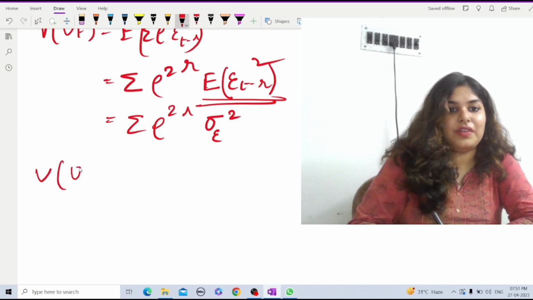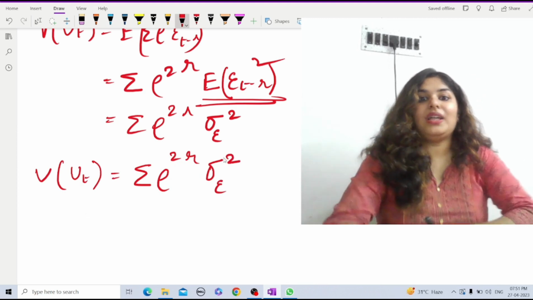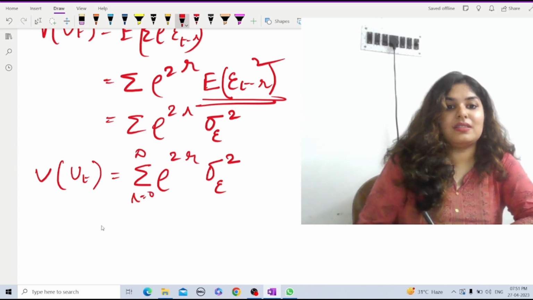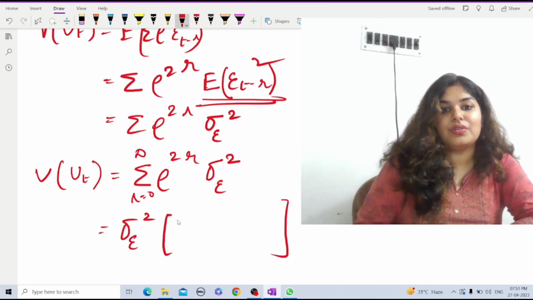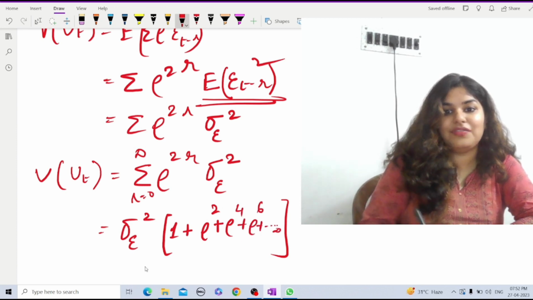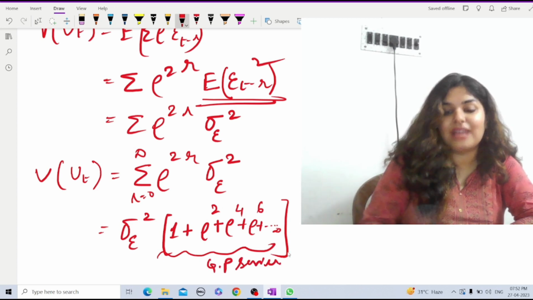So here we have the variance of ut is equal to the summation of rho to the power 2r sigma epsilon square, where r is from 0 to infinity. Let us expand this. We get sigma epsilon square into, inside, when r is 0, we have 1 plus rho square plus rho to the power 4 plus rho to the power 6 plus dot dot dot till infinity. Now this expansion is a GP series expansion, and from that what can we write down?